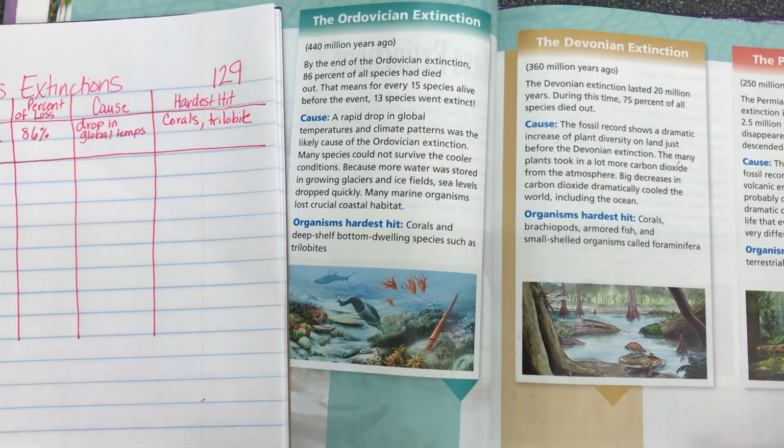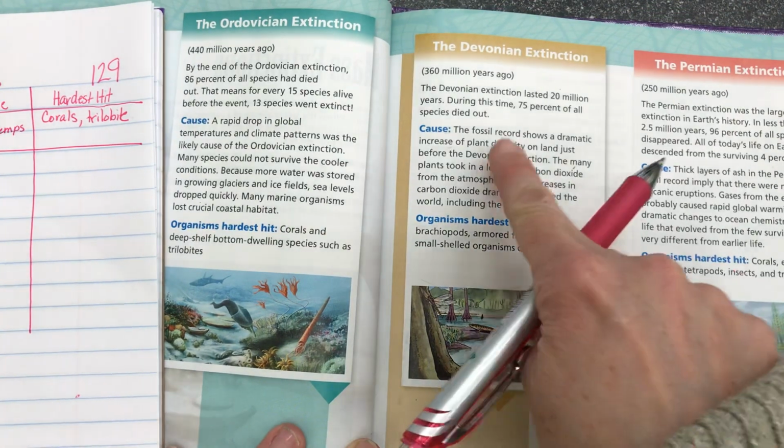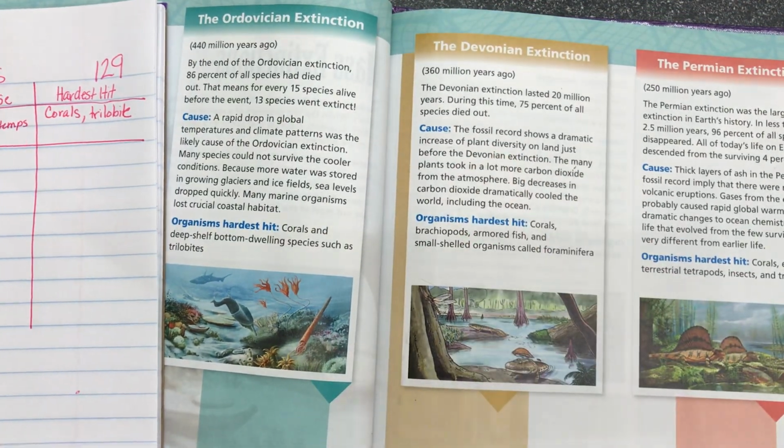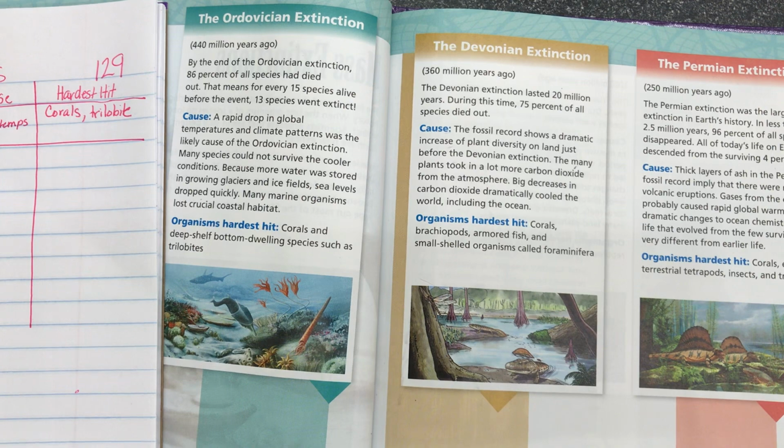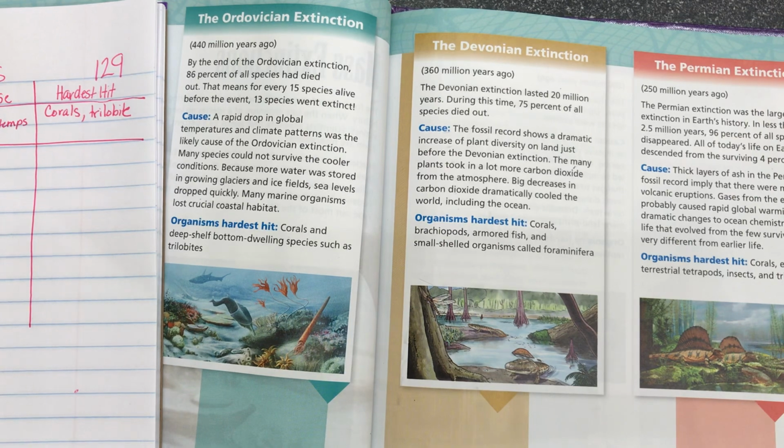Our next extinction was the Devonian Extinction. This happened 360 million years ago. It lasted 20 million years. During this time, 75% of all species died out.